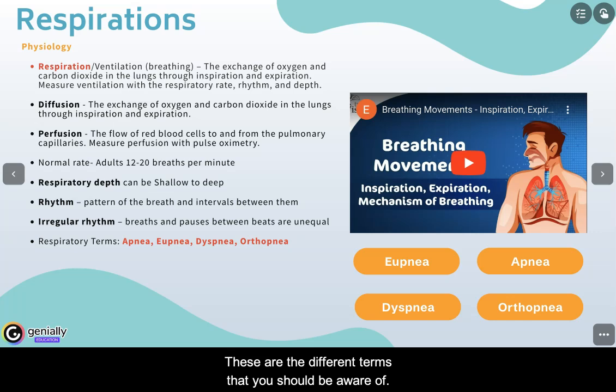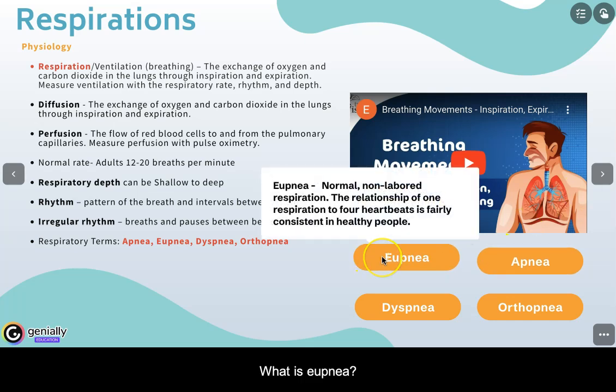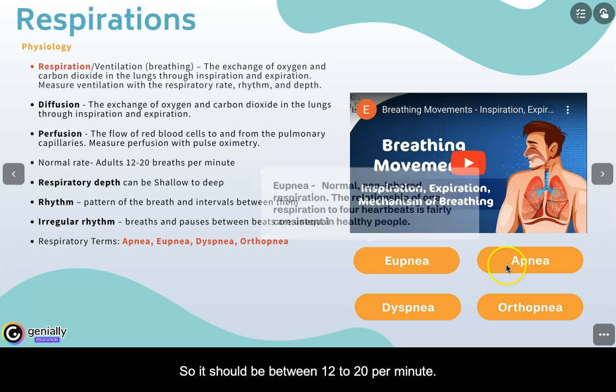Respiratory patterns, these are the different terms that you should be aware of: apnea, eupnea, dyspnea, and orthopnea. What is eupnea? It's normal, non-labored respiration. The relationship of one respiration to 4 heartbeats is fairly consistent in healthy people. So it should be between 12 to 20 per minute.